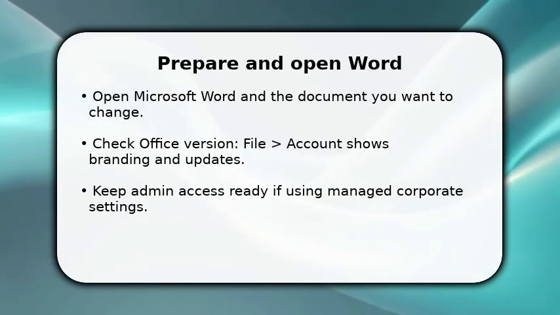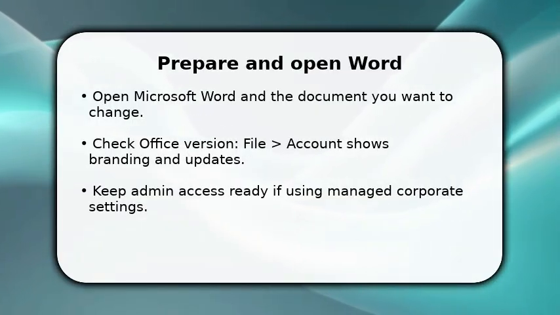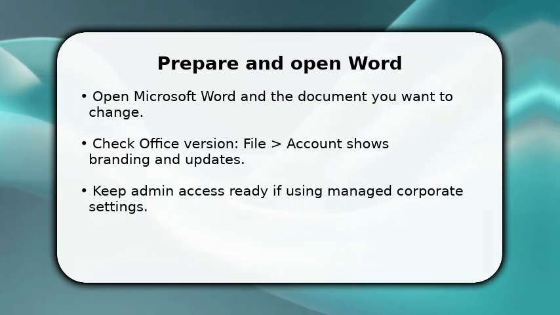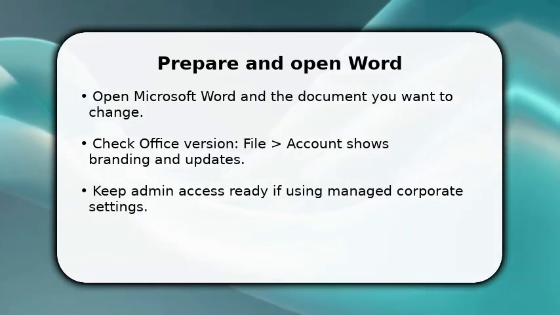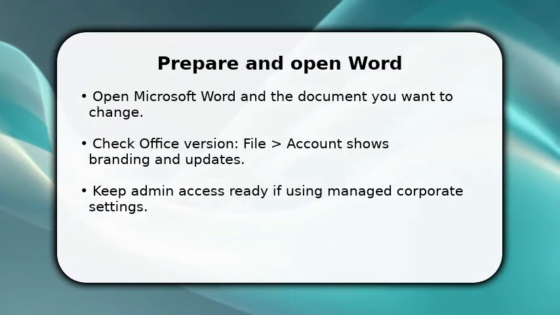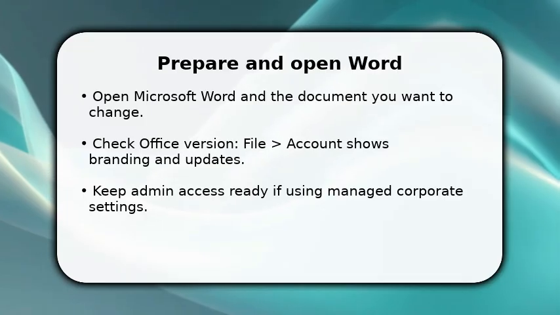You start by opening Microsoft Word and the document you want to fix. Once open, go straight to File and glance at Account to confirm Office Edition and update status. Corporate policies may force themes. Make sure you have local admin or settings access if your device is managed.